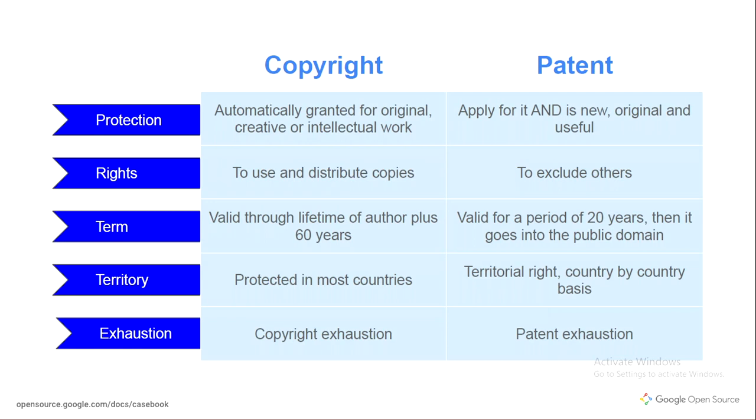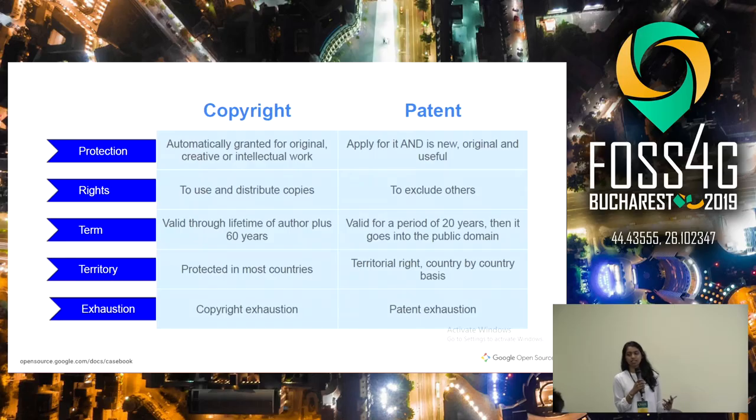That's not the case for patents. For patents, first of all, you have to apply for it. It takes a long time. It's really expensive. And you can only get a patent for certain things. So in the US, it has to be new, original, and useful. So if I asked you all to come up with an idea and two of you came up with the same idea, you would both not be able to get a patent on it. And it has to be something that isn't done before. Whereas if you write source code and you come up with something from scratch that's already been done, you'll still get the copyright for it.